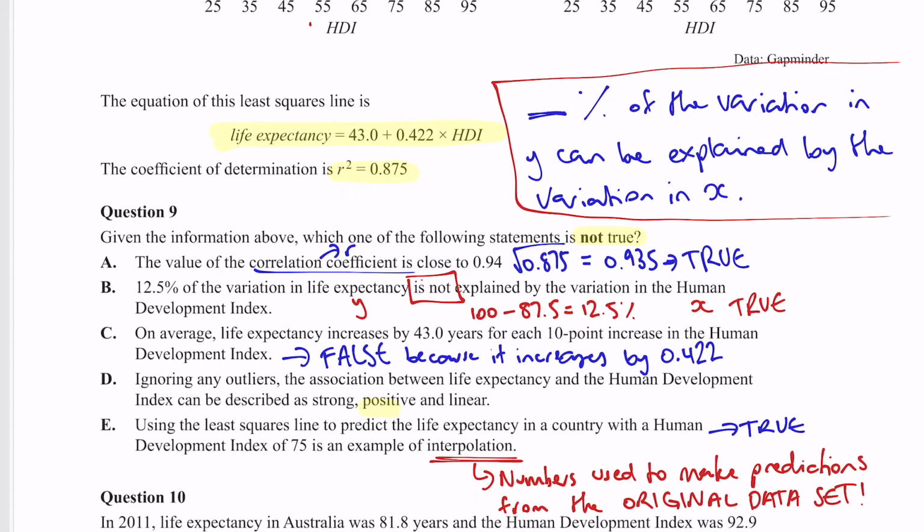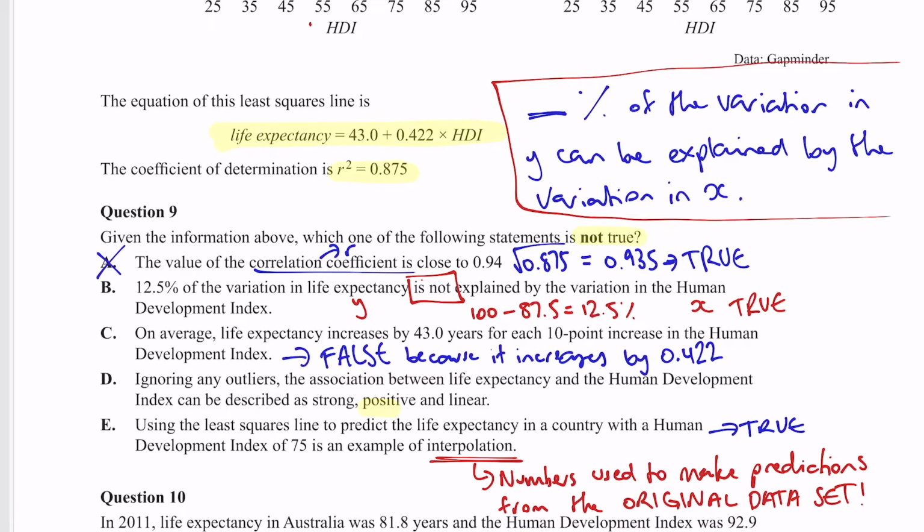Let's go through the question here. Given the information above, which of the following statements is not true? So we're looking for something that's false. So, A, the value of the correlation coefficient is close to 0.94. This is wrong because it's true.